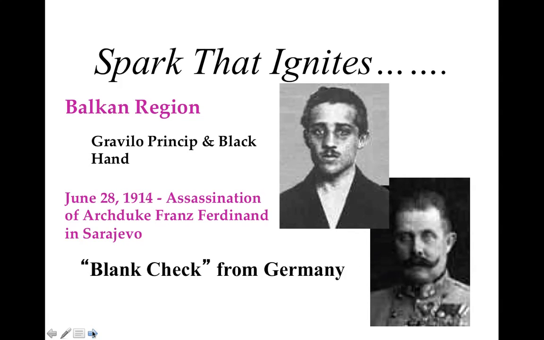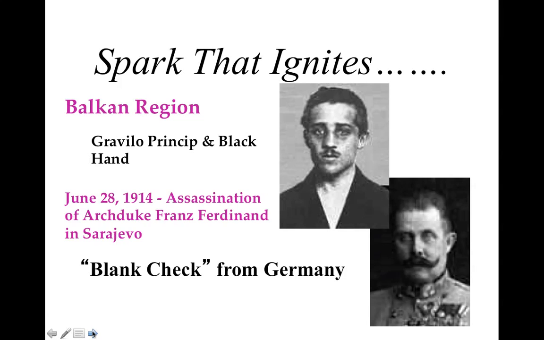And a blank check from Germany is issued. On August 1st, Germany, obligated by treaty to support Austria-Hungary, declared war on Russia. On August 3rd, Germany declared war on Russia's allied France. After Germany invaded Belgium, Britain declared war on Germany and Austria-Hungary. The Great War had begun.